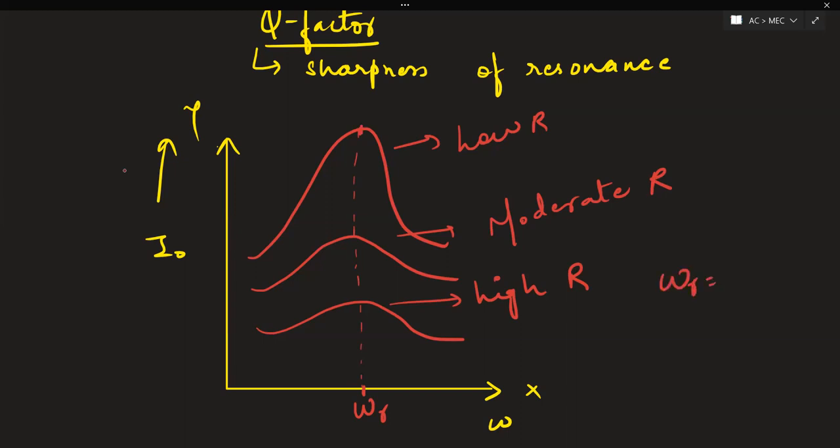And what was the value of resonance frequency? Before starting with today's class only, I have discussed with you. Yes, Akifa, what was the value of resonant frequency? Angular frequency, what's the value of it?